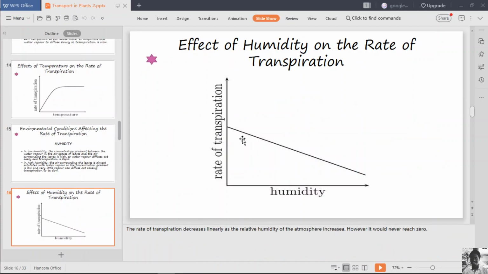In this graph here we can see that high humidity means a low rate of transpiration, and low humidity means a high rate of transpiration. So it's an inverse proportional relationship. As humidity increases, transpiration rate decreases. However, the transpiration rate would never get to zero. Some water would always be leaving the stomata of the leaf. It just may not be as much as if the humidity was low.